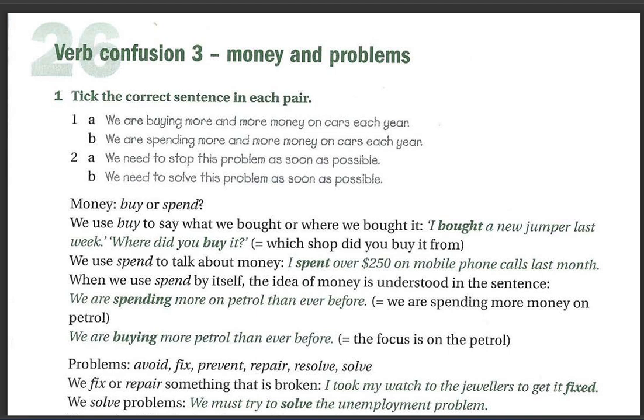So here is another part about verbs and the confusion. So part 1, take the correct sentence in each pair. 1. A. We are buying more and more money on cars each year. B. We are spending more and more money on cars each year. Of course, it's B. Spend money. And the preposition is on. Spend money on something.